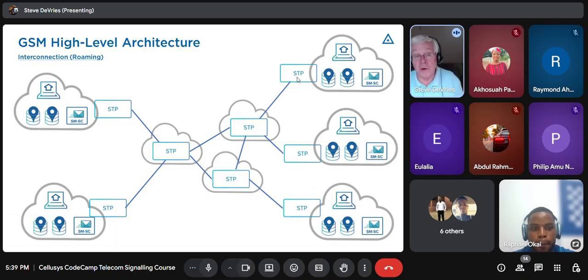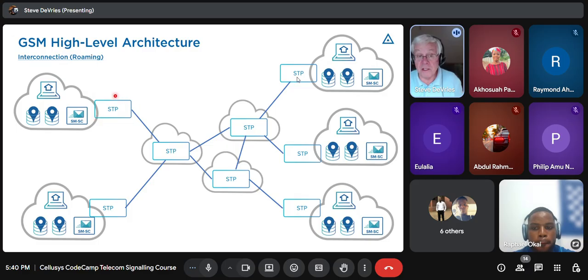But from a technical point of view, this network that you're visiting over here on the left-hand side needs information from your home system. Who are you? What do you subscribe to? Do you have any restrictions and all this other information? So it has to go find you, and it does that through SS7, through the signaling network.